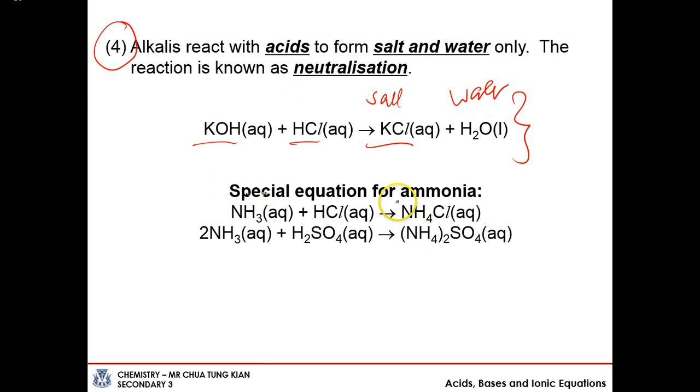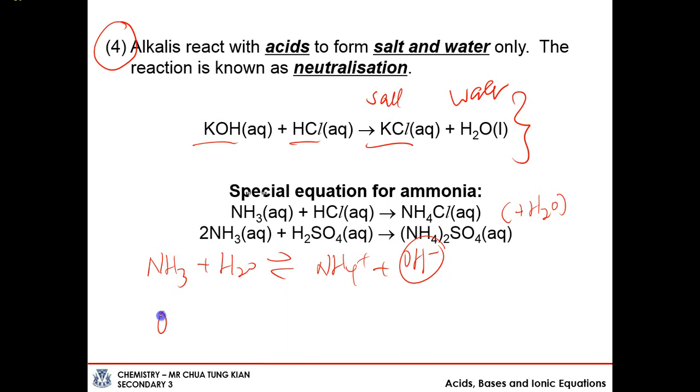Ammonia and HCl, same thing, it gives us a salt. In this case, there's no water present, but we can still call this a neutralisation reaction. Why? Because the ammonia reaction is actually 2 steps. NH3 first reacts with H2O to give us NH4+ and OH-. And this OH- then reacts with the acid component to give us H2O and Cl-.